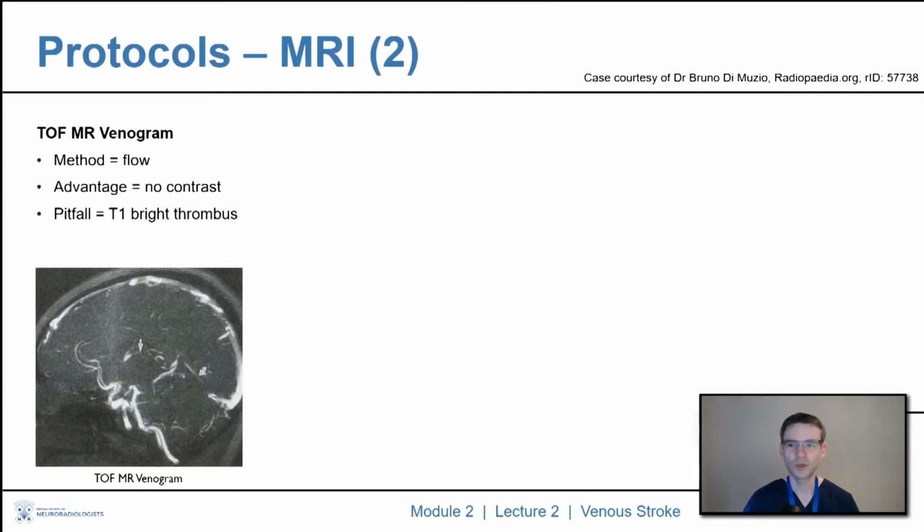To go through those, so a time of flight MR venogram, this is looking at flow signal, and obviously has the advantage that we don't need to cannulate the patient and give contrast, and that's really quite a big advantage in children. But it comes with one important pitfall, which is that something that is T1 bright will often be bright on your time of flight study. And that's going to be a real problem with interpretation of acute thrombus in the venous sinuses.